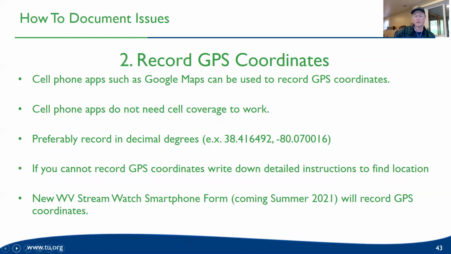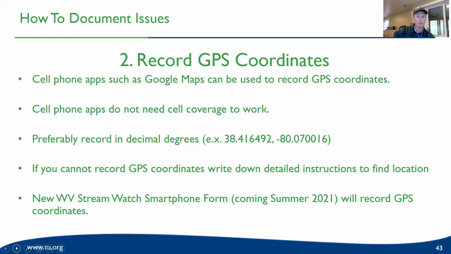Location information, super important. You'll want to take GPS coordinates. There's tons of apps that do this, including Google Maps, which many of us probably have on our phones. Most of these will record coordinates even when you don't have cell coverage. The best format that we prefer is decimal degrees. If you send it in a different format, we can convert it. But if you can't record the GPS coordinates, we just need very detailed instructions to find the location. You want to make it easy for the state inspector to be able to figure out where you saw what you saw.